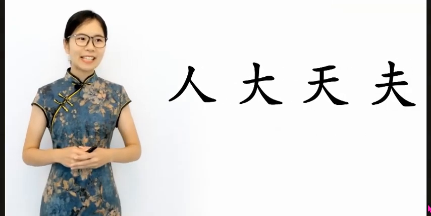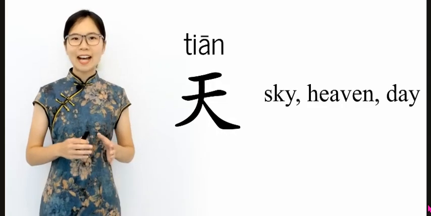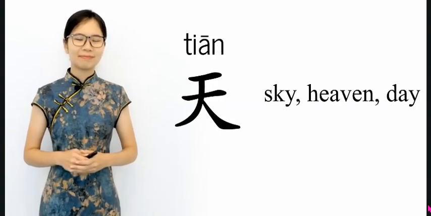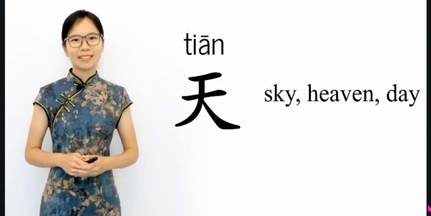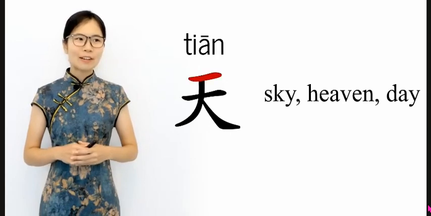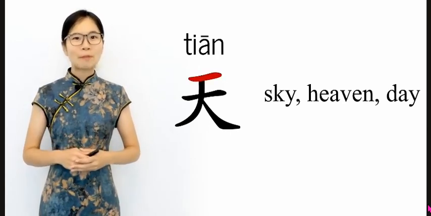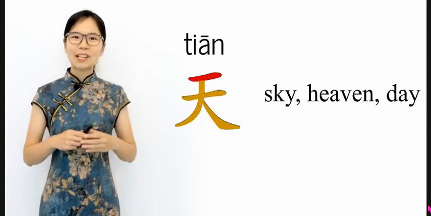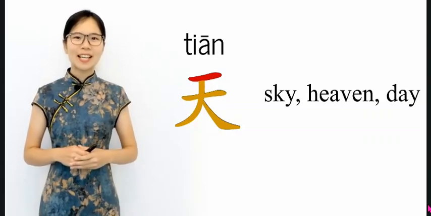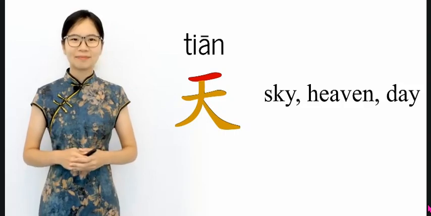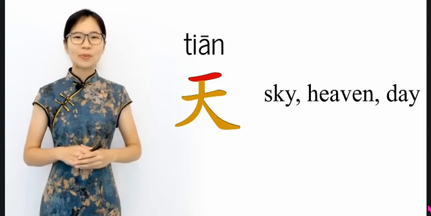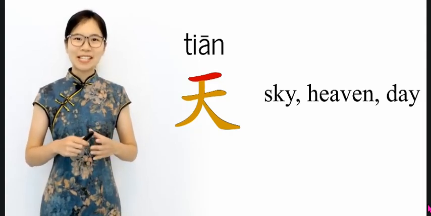Our next character is 天, which means sky, heaven, or day. Some people say that this character originated with the top line representing the number 1 on top of the character for big. So this character refers to the number 1 big thing, in other words, the heavens or the sky. You can also imagine this character representing a giant who is so tall that his head reaches the sky.